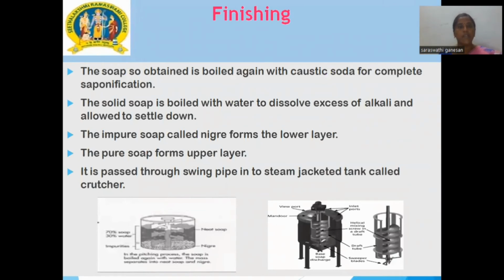The last step is finishing process. Here, the soap so obtained in the previous step is boiled again with caustic soda for complete saponification. The solid soap is again boiled with water in order to dissolve the excess of alkali, and it is allowed to settle down. In this stage, the impure soap called niger will be formed in the lower layer, and the pure soap will be in the upper layer. The pure soap is passed through a swing pipe into a steam jacketed tank called as crusher, where the drying will take place.